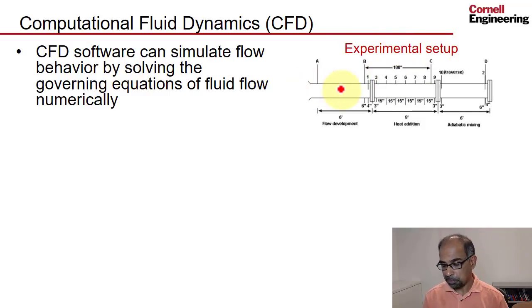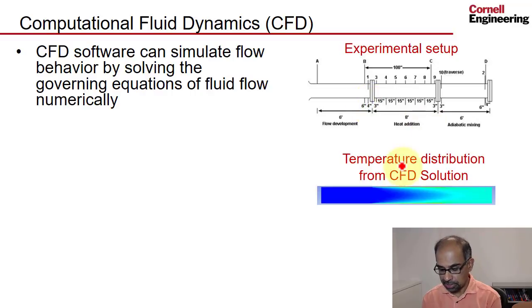Our experimental setup looks like this schematically. So you have flow in a pipe and you have three sections to the pipe. You have an unheated section in the beginning, which is a flow development section. So the flow just develops hydrodynamically over there. In the second section, you have heat addition at the walls, and we'll see that later. And then the third section is insulated and the flow mixes adiabatically. And we'll do a CFD simulation corresponding to that experiment.